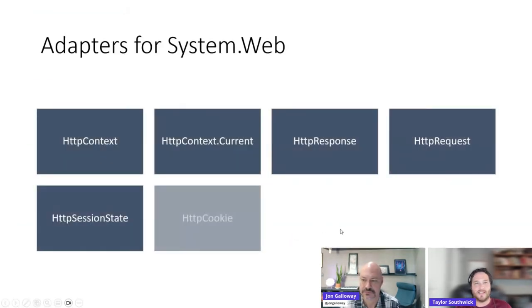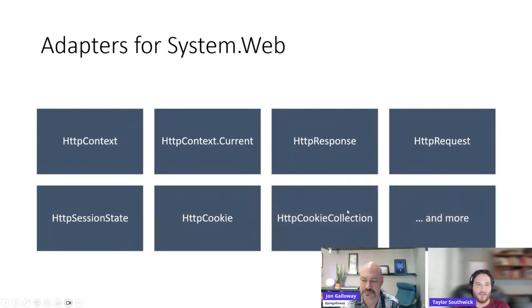So here are some of the adapters that we provide in System.Web. The most common one is HttpContext. There's also HttpContext.Current. This is one that a lot of people relied on. There's ways around accessing this in Core, of course, but we provide just the HttpContext.Current. And this is System.Web.HttpContext.Current. There's also the response, the request, session state, cookies, and a lot more. And this continually grows. We're on GitHub, and we've been having contributions from various people of new APIs that they find that they need that we did not include in the initial pass.